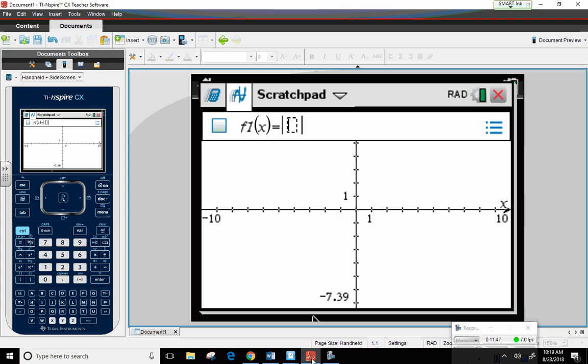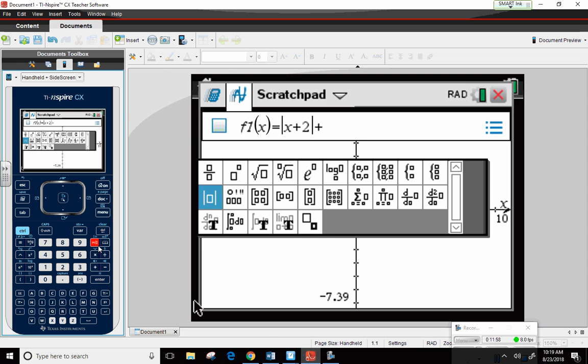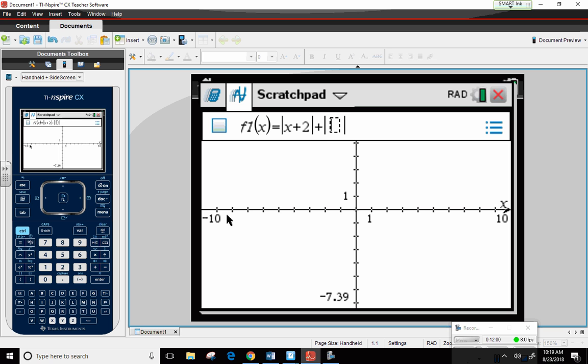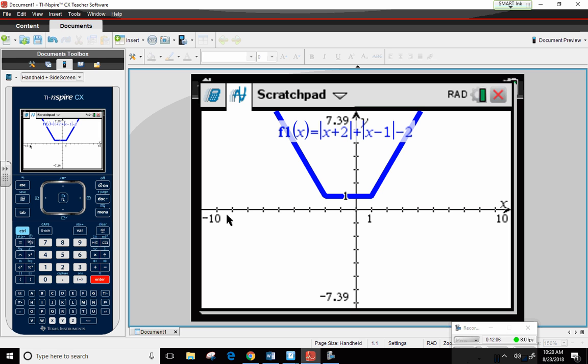Plus 2 minus 1. Okay, so this was x plus 2. And was it plus or minus? Plus. And then I'm going to bring up the absolute value again, where this was, I believe, x minus 1. And then it was a minus 2, correct? Okay. So here we go. So we have a graph very similar to the one we started with.